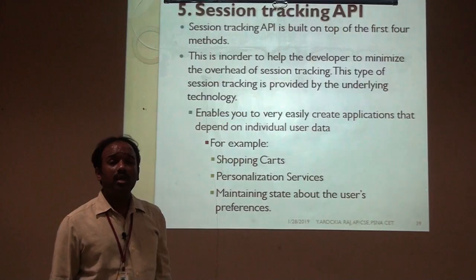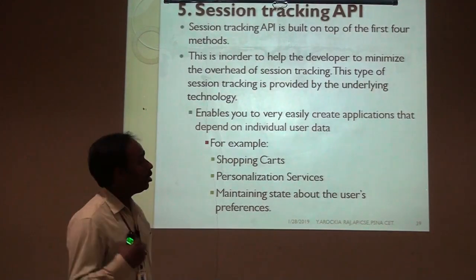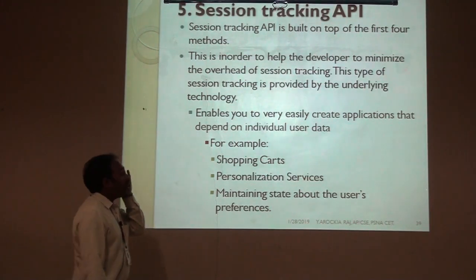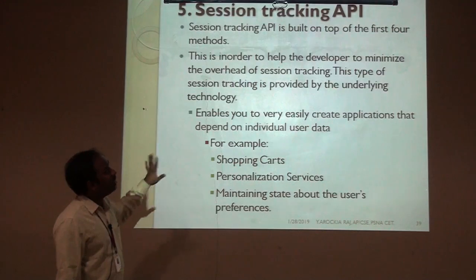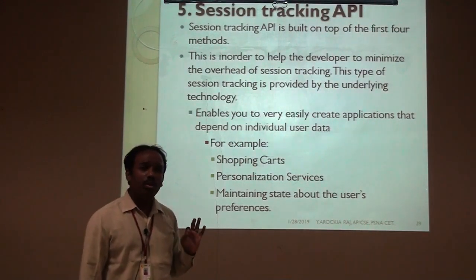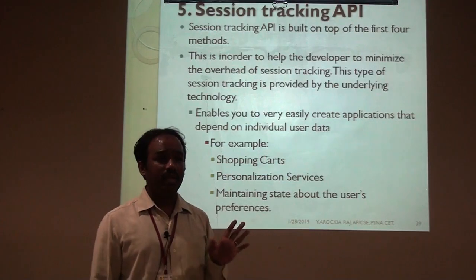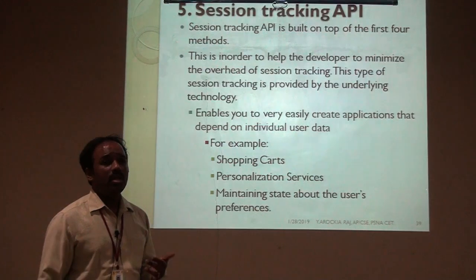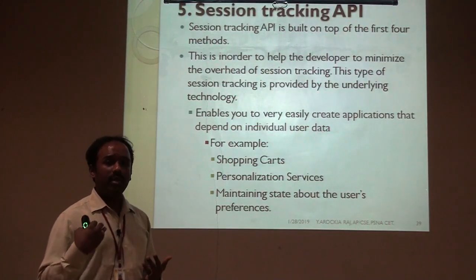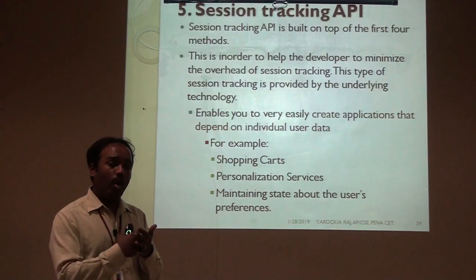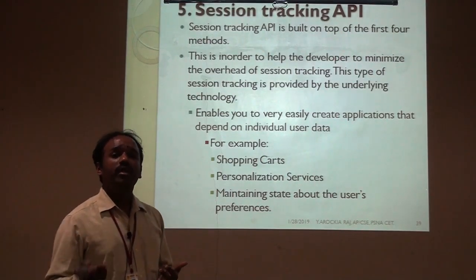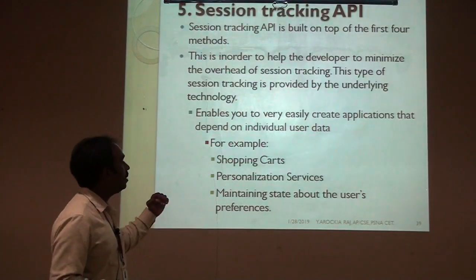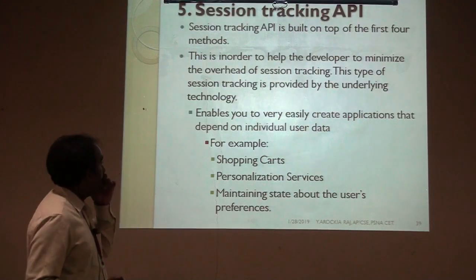So the fifth method is the top of all four methods, because this session tracking API is what we are using nowadays, right? In this session tracking API, we are not going to create anything, we are not going to handle anything. That will be done automatically. Once you start the session, the ID will be created automatically and all the information will be saved. If you want, we can use that information. We need not handle this session; Java itself handles the session. Okay, this is the method.